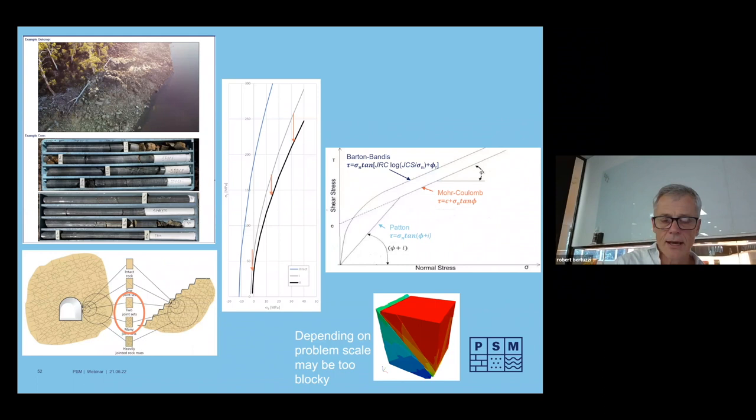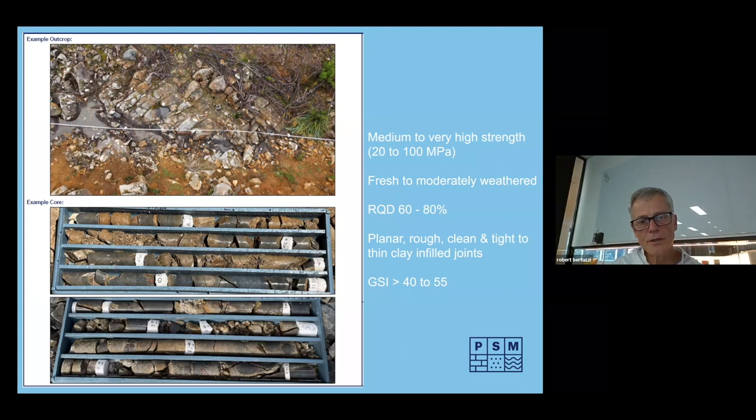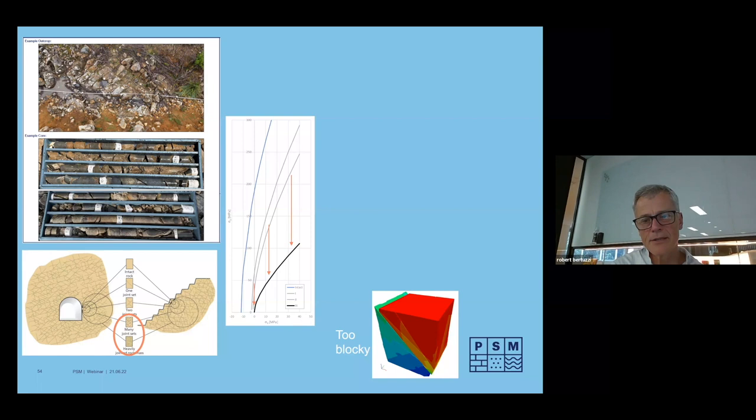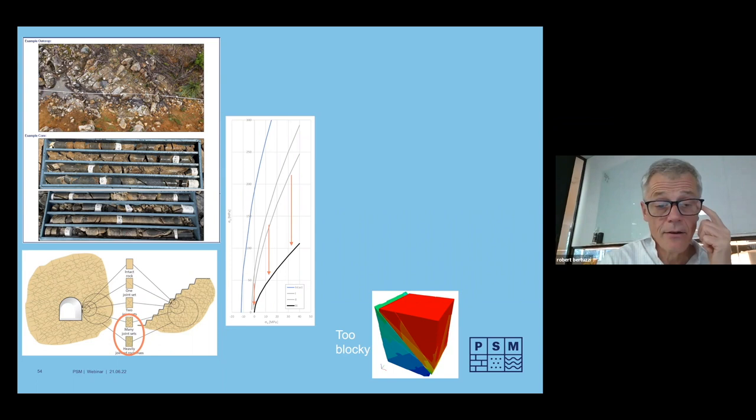Moving to a more jointed and more weathered dolerite, the strength has dropped a bit because it is weathered, and the RQD is a little bit lower. And we think that actually this is the type of rock mass that the GSI probably works best in. It's in that mid range. It might be too blocky a rock mass to model accurately with the synthetic rock mass. There are just too many structures in there for it to be a computationally efficient method at the moment.